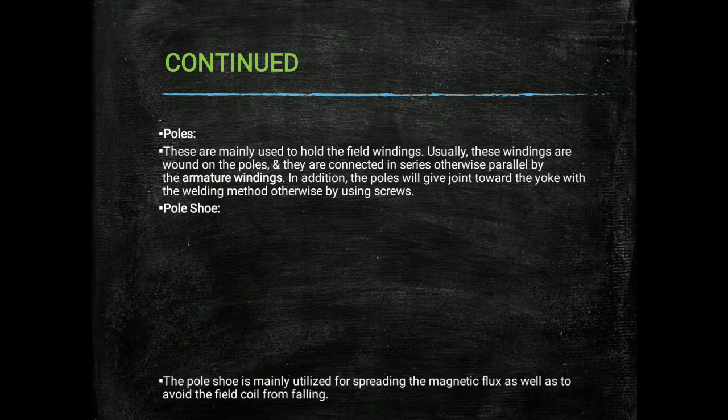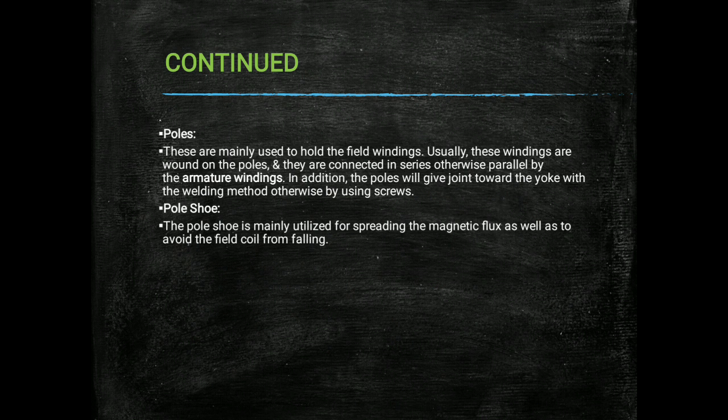Now the pole shoe. The pole shoe is utilized mainly to spread the magnetic flux, or to enhance the flux linkage area, and by this method, the induced EMF of the generator is increased.